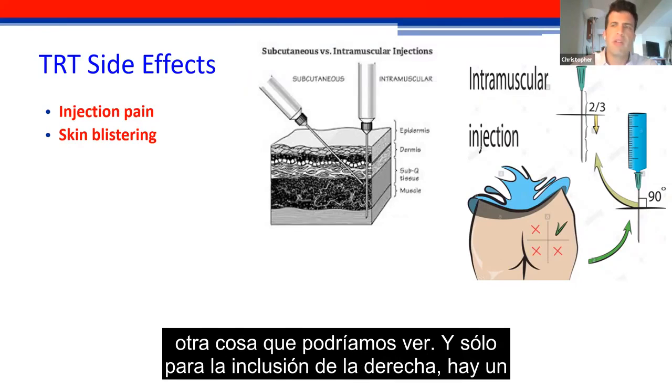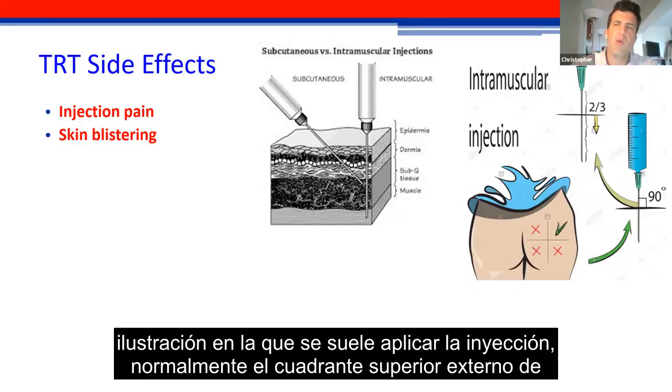Skin blistering is another thing we might see. And just for the sake of inclusion, on the right, there's an illustration of where the injection is typically given, typically the upper outer quadrant of one of the buttocks.